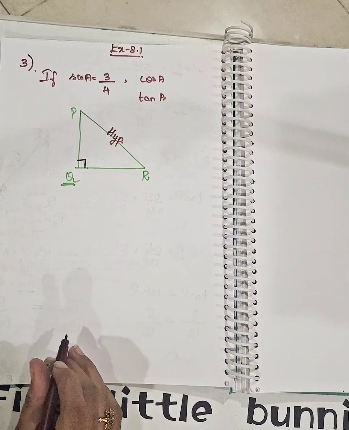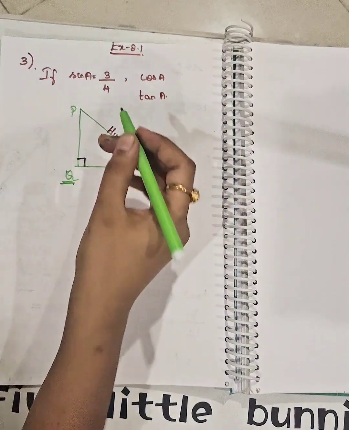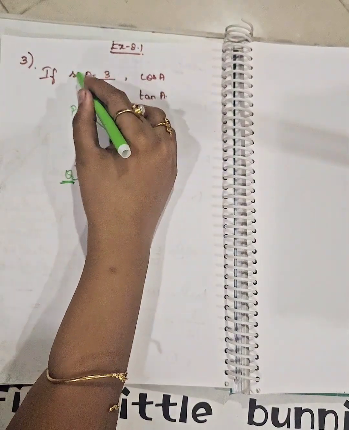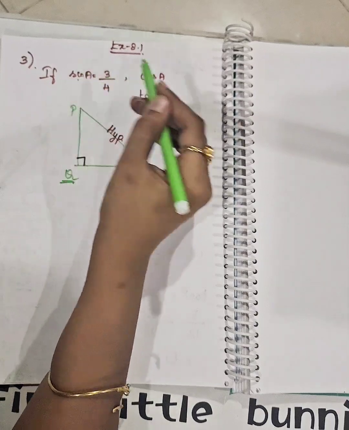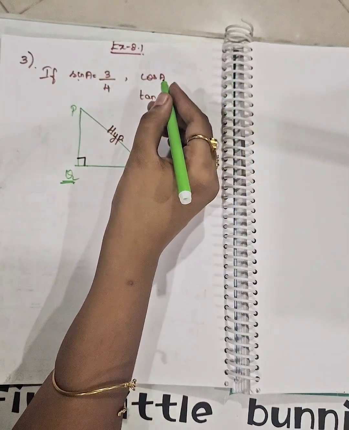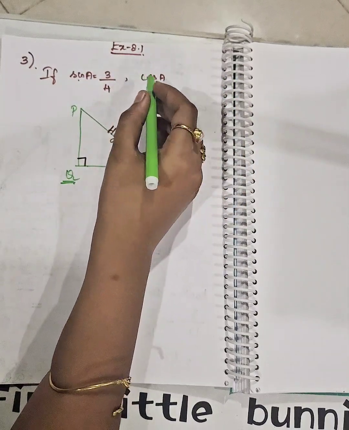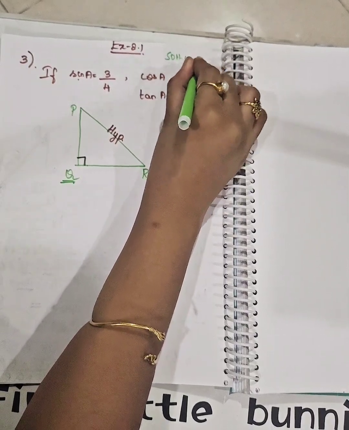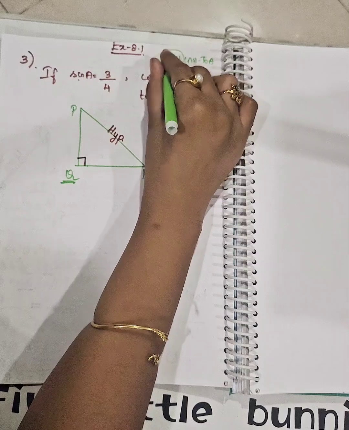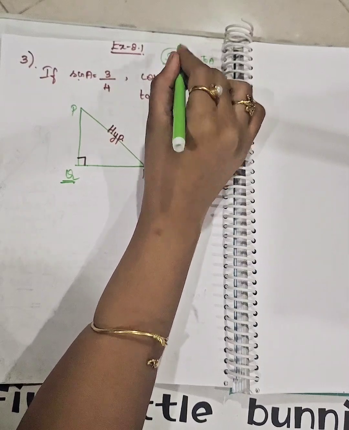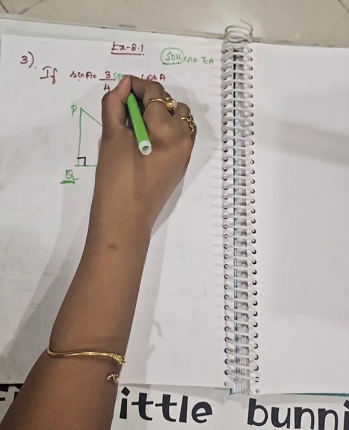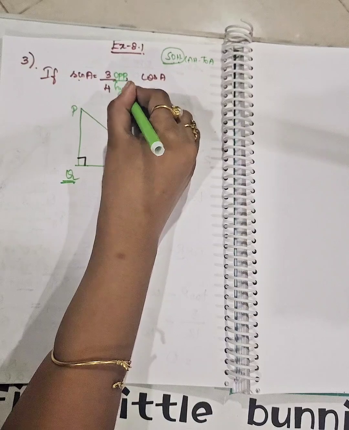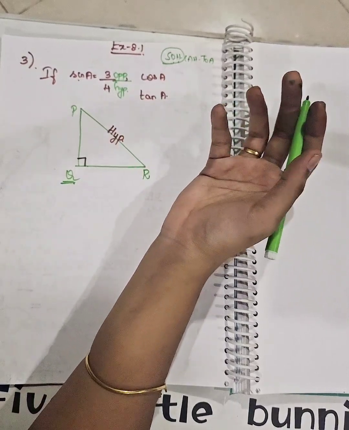Okay students, very, very simple. So now let's derive the values from our question itself. Sin A, what is the formula for sine? Opposite by hypotenuse. So this one would be opposite by hypotenuse. So from this we can derive our values.